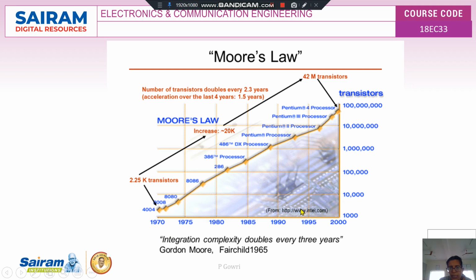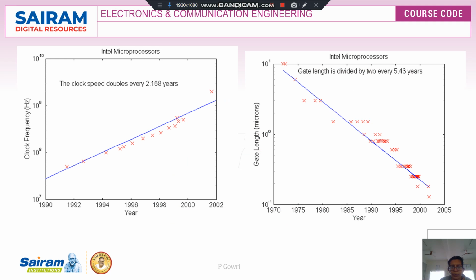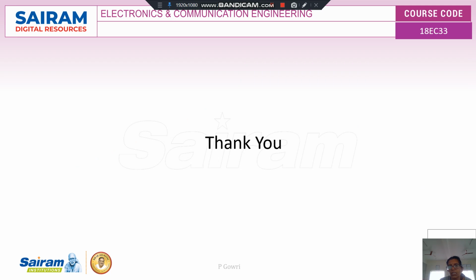We can see that the number of transistors doubles every 2.3 years, which is very high, and the growth is very fast. The clock speed also doubles every 2.16 years. When we go for processor manufacturing, the gate length is divided by 2 every 5.43 years.